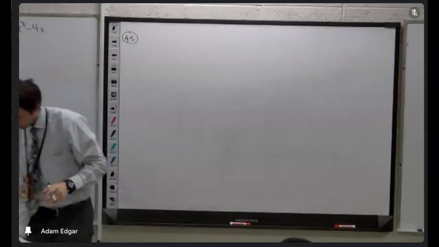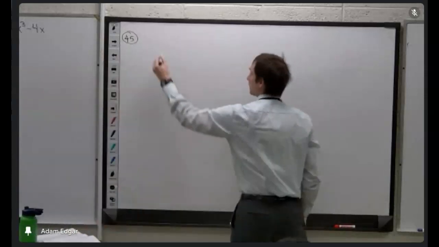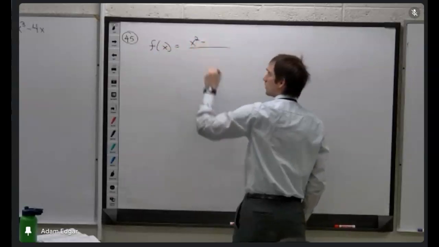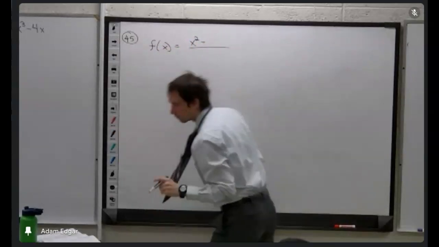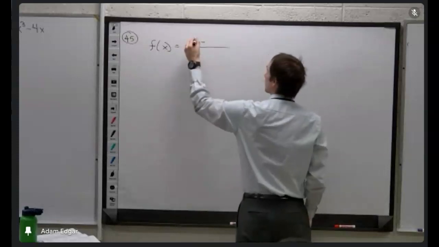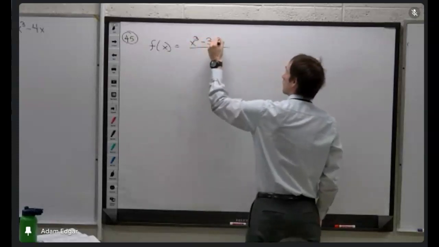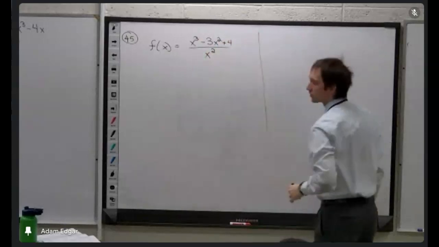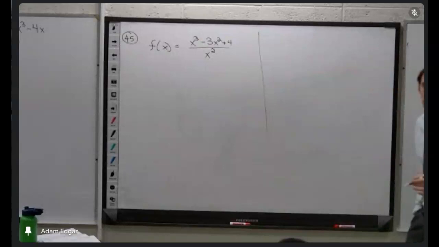So 45 was one of these where you have to divide it out before you can differentiate. So what was it? x cubed minus 3x squared plus 4, all over x to the second. All right, what else? Anything else? Is that one? Okay.